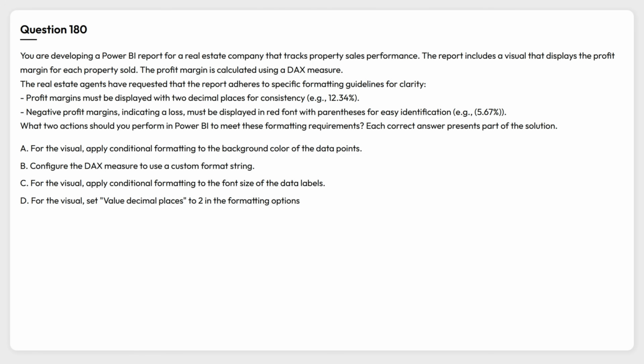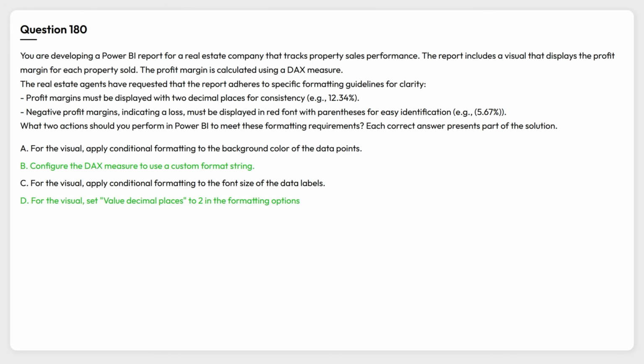Which 2 actions should you perform in Power BI to meet these formatting requirements? Option A. For the visual, apply conditional formatting to the background color of the data points. Option B. Configure the DAX measure to use a custom format string. Option C. For the visual, apply conditional formatting to the font size of the data labels. Option D. For the visual, set value decimal places to 2 in the formatting options.